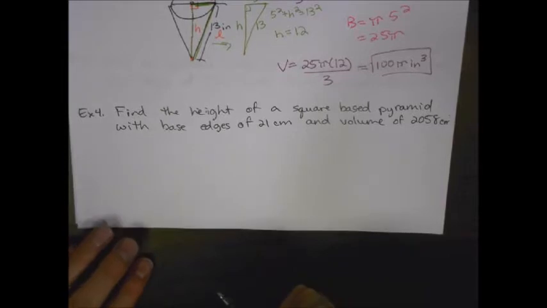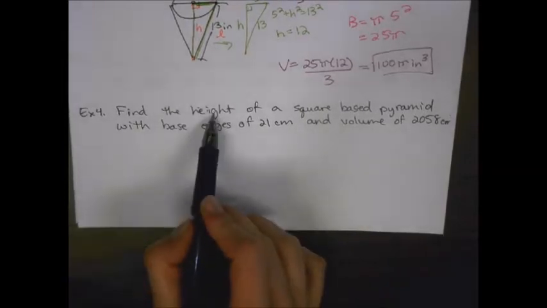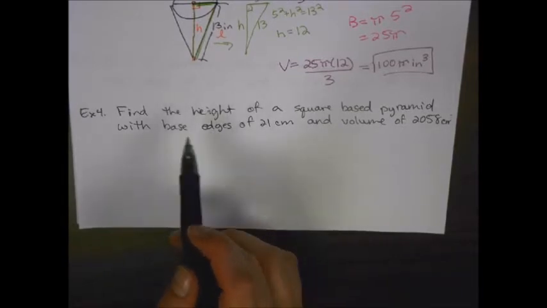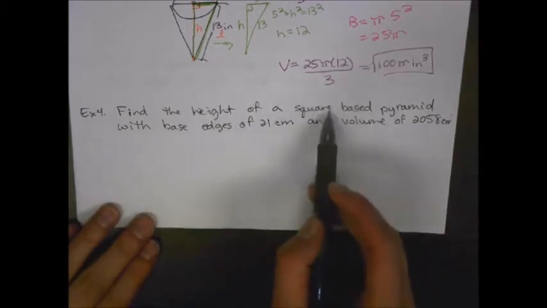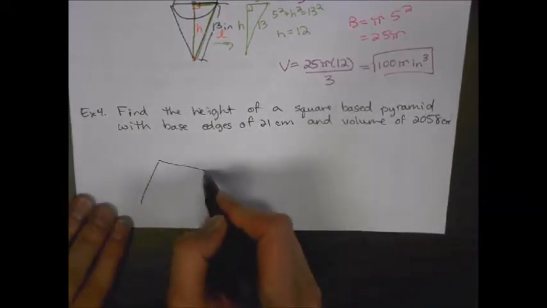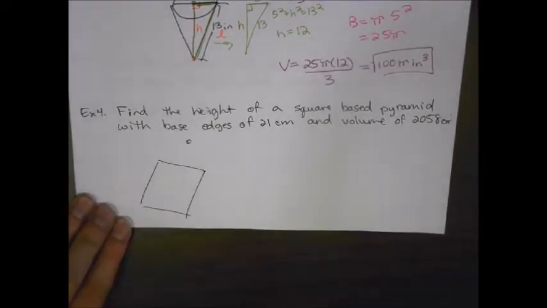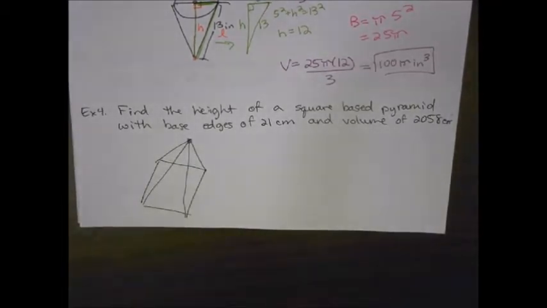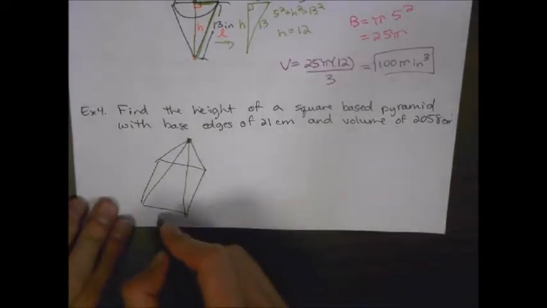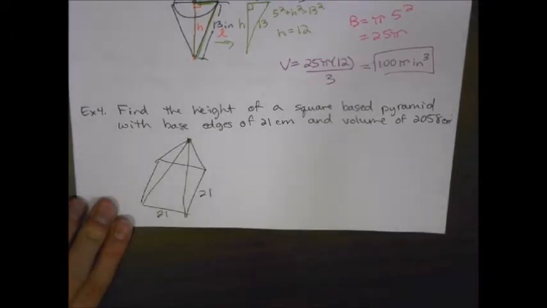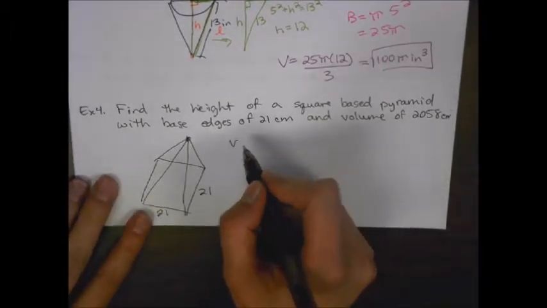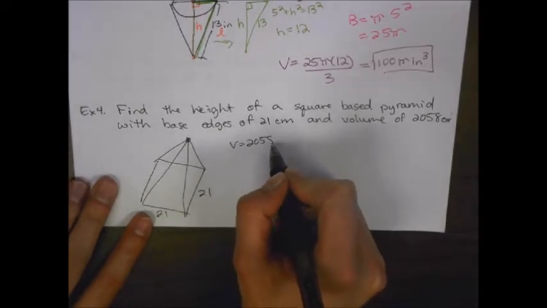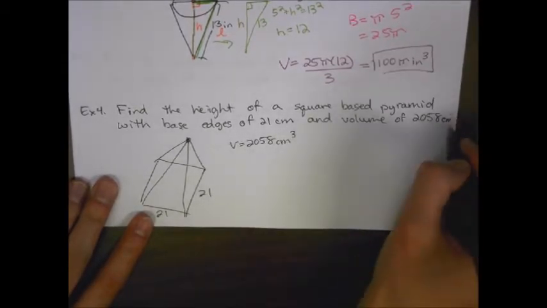For our last example, we're going to be finding the height. So we're going to be working backwards. So find the height of a square-based pyramid. Let's go ahead and draw our pyramid. Draw the point that all the corners are going to connect to. Our base edges are 21. The volume is 2,058 centimeters cubed.